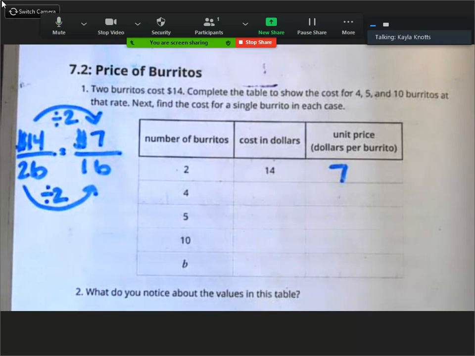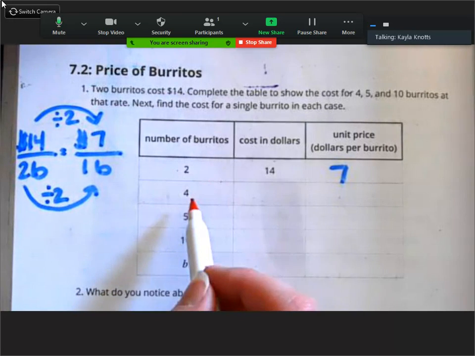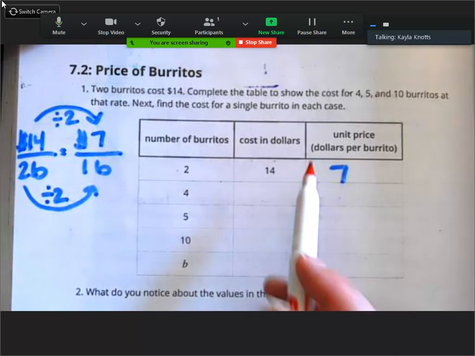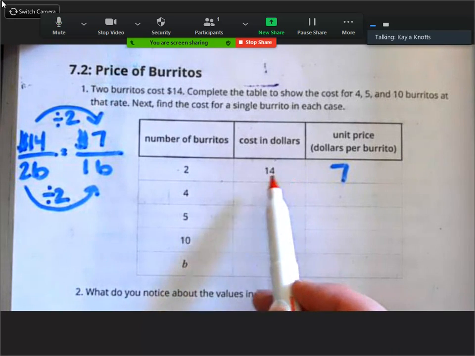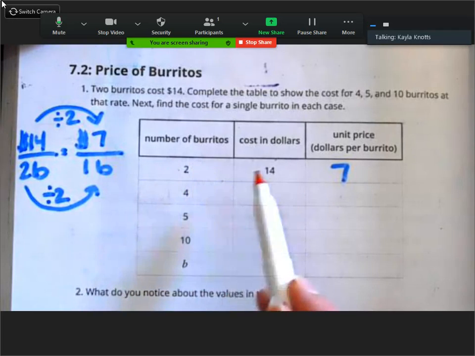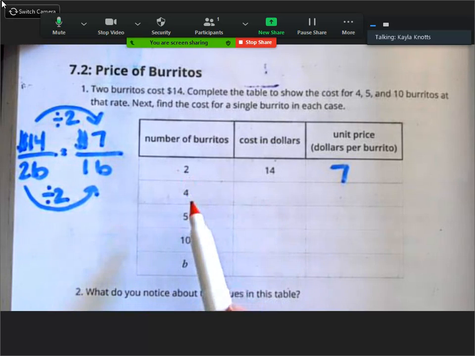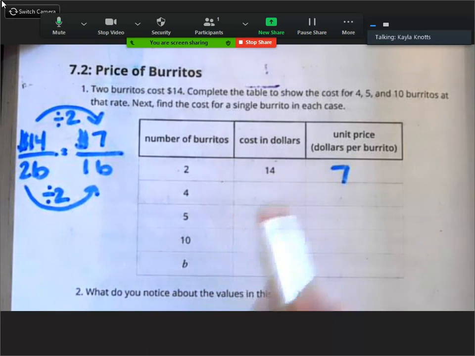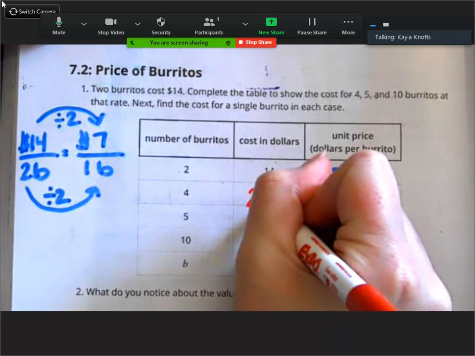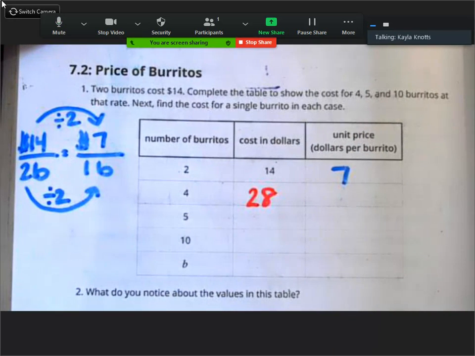Let's look at the next one. So the next one, we're going from 2 burritos to 4 burritos. So what we've been doing in our tables already. What do I need to do to 2 to get to 4? I'm going to double it, or I'm going to multiply it by 2. So if I multiply 2 by 2, I would get 4. And I'm going to keep that same idea for my cost. Because again, this is only the price, $14 for 2 burritos. Now I need to find the price for 4 burritos. So if I'm doubling my total burritos, I'm going to also double my cost, or times it by 2. And I would get 28.